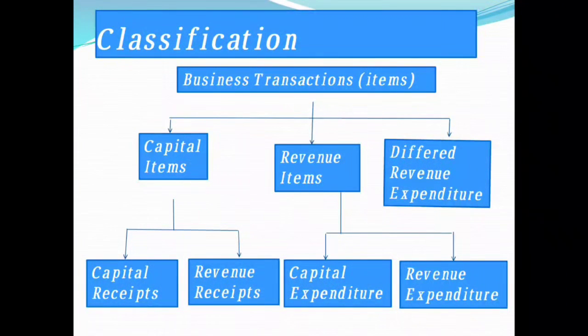Okay. The next we have classification. How we are going to classify the business transactions or items. We will divide it into three: capital items, revenue items, and deferred revenue expenditures. Then under capital items again we have two, that is capital receipt and capital expenditure. Then under revenue items you have revenue receipt and revenue expenditure.